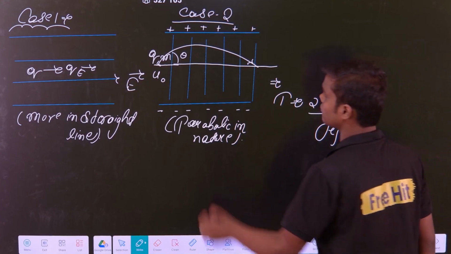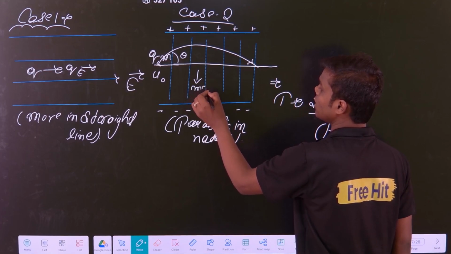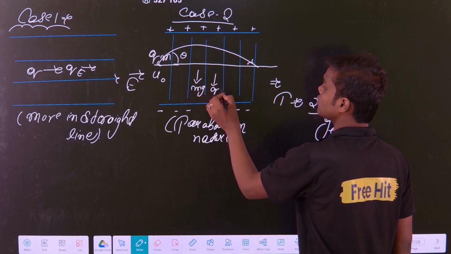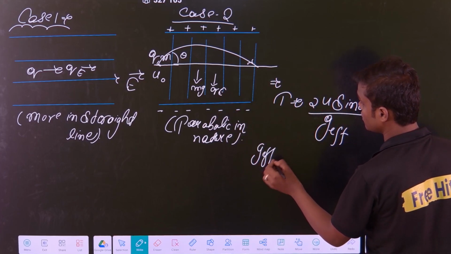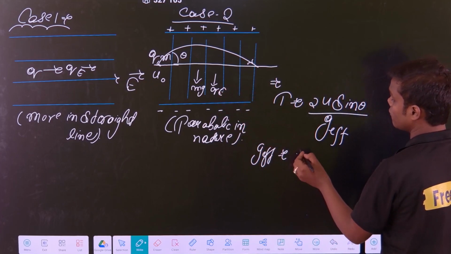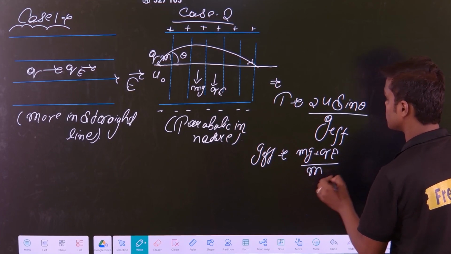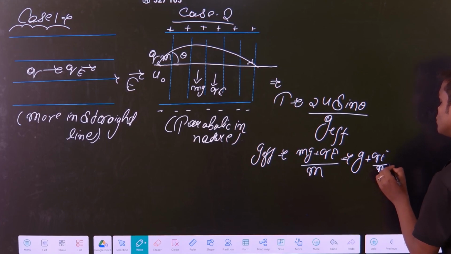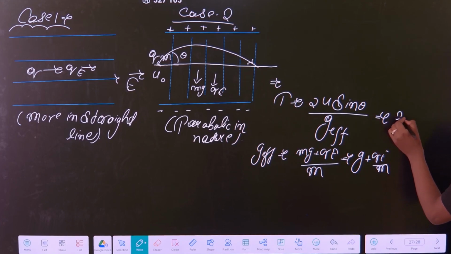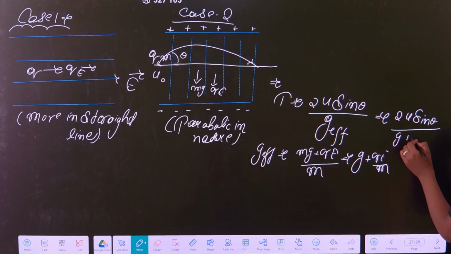Now what is g effective? There will be two forces in the downward direction: one is mg and another one is QE. So what is my g effective? The net force, mg plus QE, divided by the total mass. So you will get g plus QE by m. So my time of flight will be 2u sine theta by g plus QE by m.